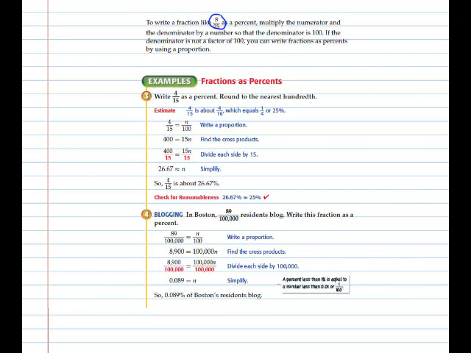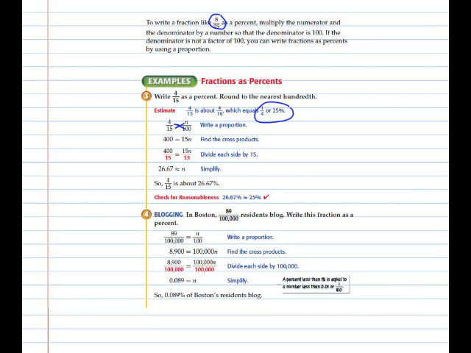In this example, 15 is not a factor of 100, so we write that as a proportion. They estimate here, which is a good idea. 4/15 is about 4/16. 4/16 simplifies to a fourth. 1/4 is 25%. So I'm looking for an answer of about 25%. Here's my proportion. 4 out of 15, or 4 over 15, is equal to n over 100. This is the percent that I'm looking for right here, my variable. I do cross products. 4 times 100 is 400. 15 times n is 15n. Divide both sides by 15.